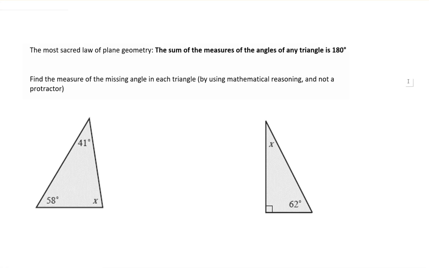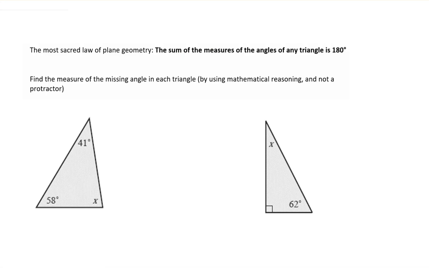In this video, I'm going to discuss the angle sum property of a triangle. This is a very important relationship that is often used in geometry and trigonometry. The result is that the sum of the measures of the angles of any triangle is 180 degrees.